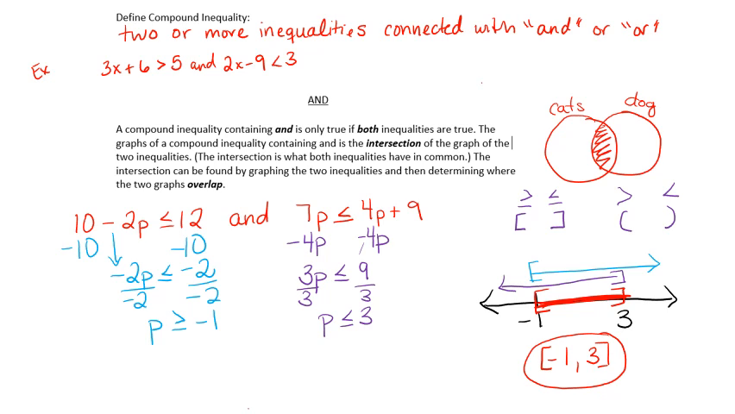So the and is where they overlap. What's in red here is the graph you should put down. You should put that graph down. This is your interval notation, and that's how we're going to write our solutions. So that's saying negative 1 is a solution, 3 is a solution, and every number in between is.